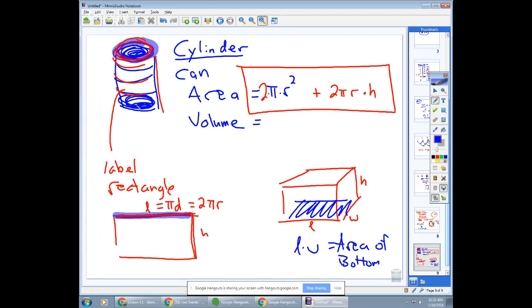So the same thing works for the can. If I know the area of the bottom and I multiply by the height, I'll get the volume, just like in the box. So what's the area of the bottom of the can? That circle right there. 2 pi radius squared? Well, that would be the top and the bottom. So just the bottom would be pi r squared. And then I just need to multiply by the height to turn it into volume. So that's just the volume formula there.